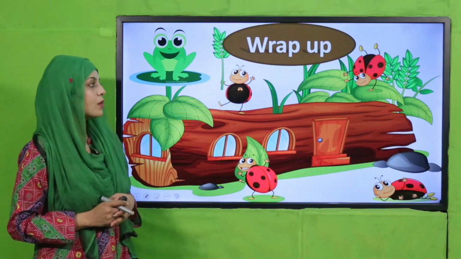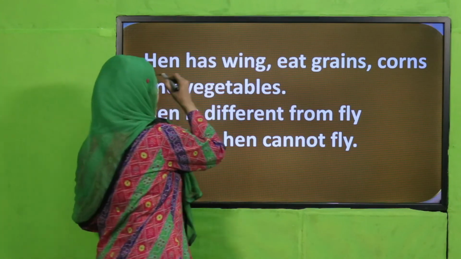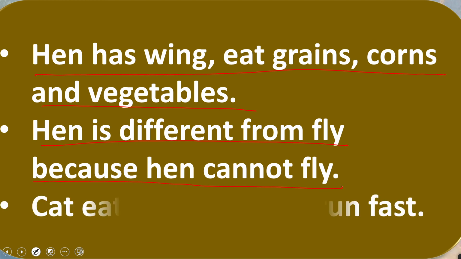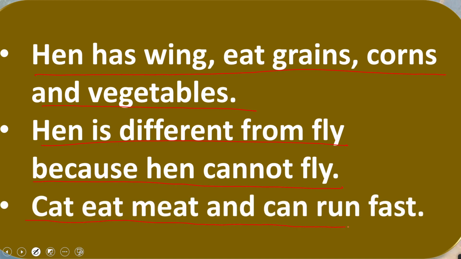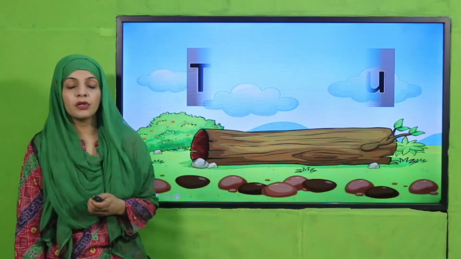Okay, my dear students, now is the time for wrap up. In today's lecture, we have learned that hen has wings, eats grains, corn and vegetables. Hen is different from fly because hen cannot fly, and cat eats meat and can run fast. So my dear students, I hope you have enjoyed today's project.